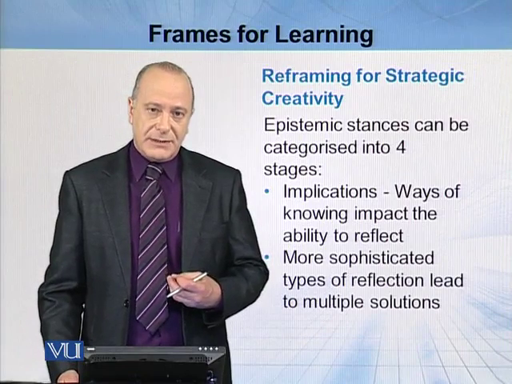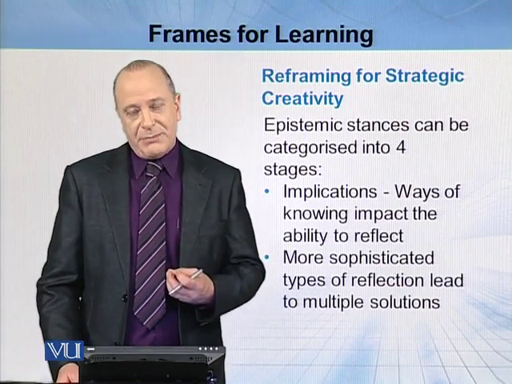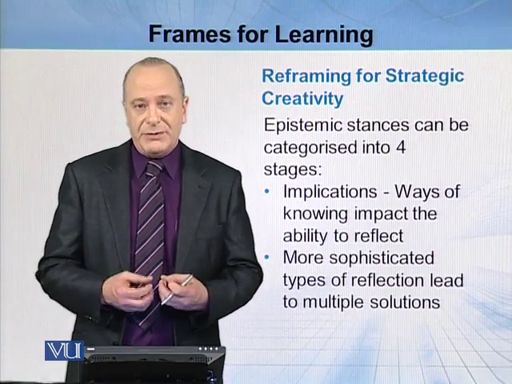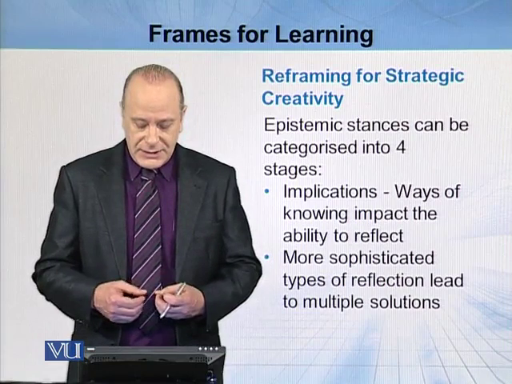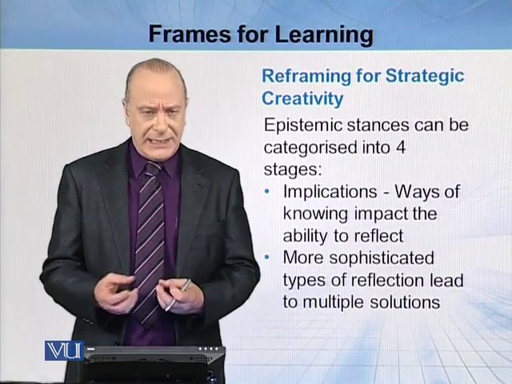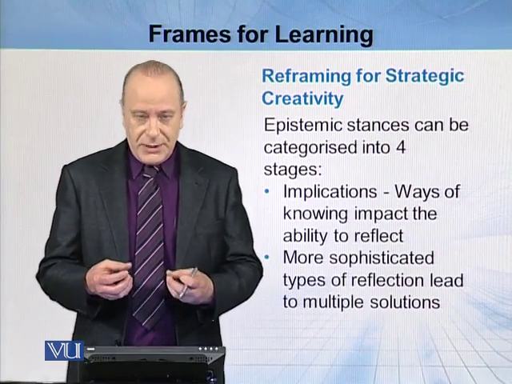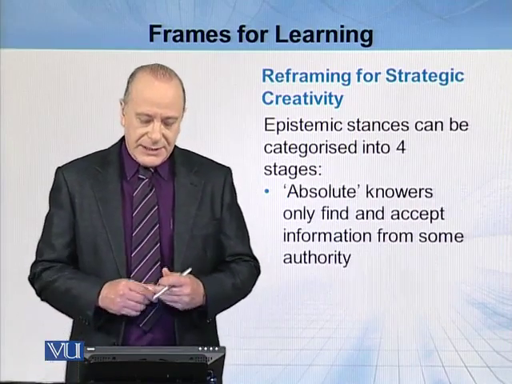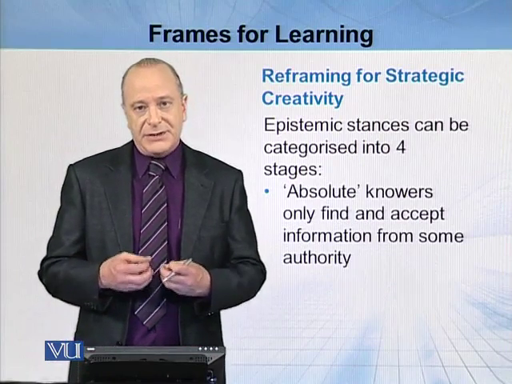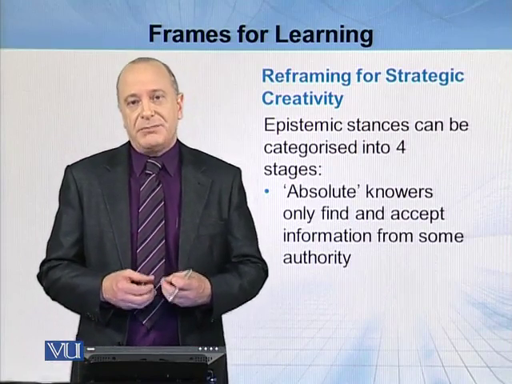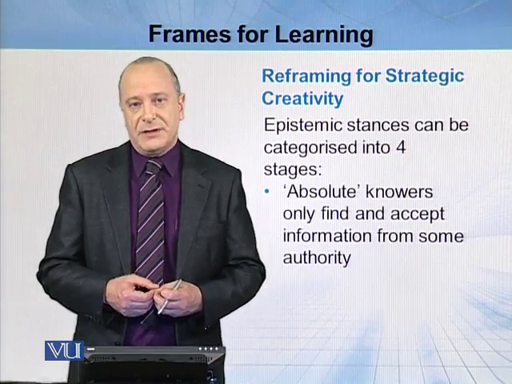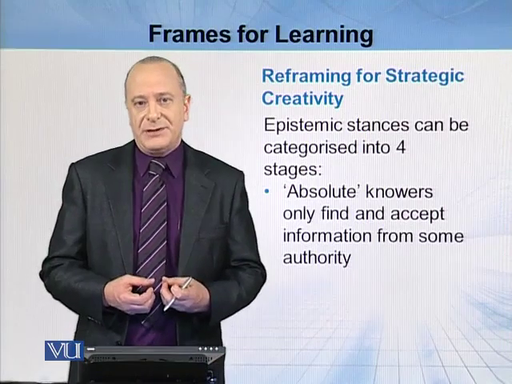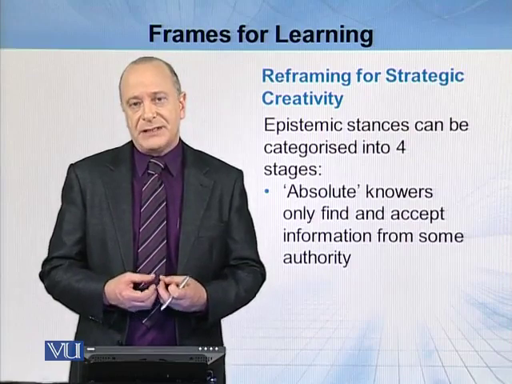And so epistemic stances are really about not only ways of knowing, but how we approach acquiring the information in order to know. And therefore it requires quite sophisticated types of reflection in order to move from absolute knowing through to contextual knowing. And absolute knowers will find and accept information from authority without question. Somebody who is at a more advanced level of knowing, contextual knowing, is somebody who is much more empowered by their knowledge, and that empowerment is reflected in the quality of their teaching.